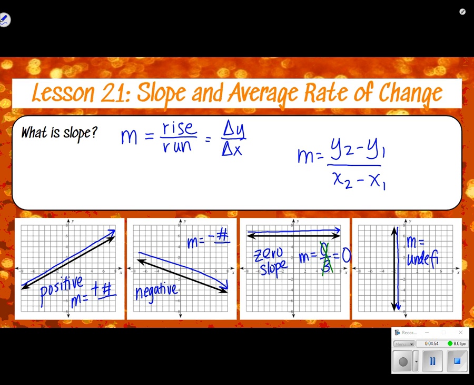You cannot write this as a number divided by 0 and just walk away with that. You have to write the word undefined. Don't leave it as a fraction. Okay, all of these you should have no decimals or mixed numbers.